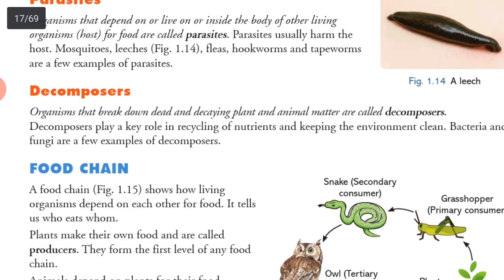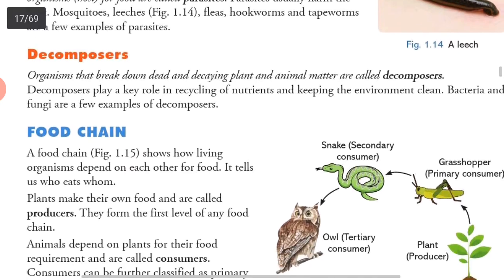Decomposers are organisms that break down dead and decaying plant and animal matter. Decomposers play a key role in recycling of nutrients and keeping the environment clean. Bacteria and fungi are a few examples of decomposers.